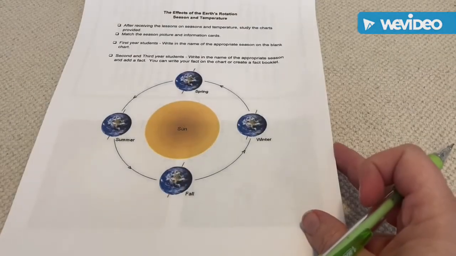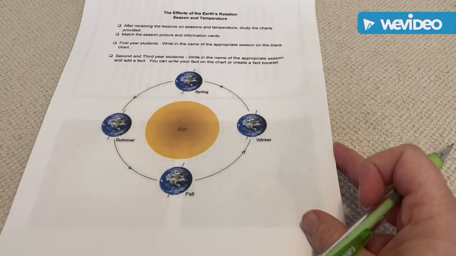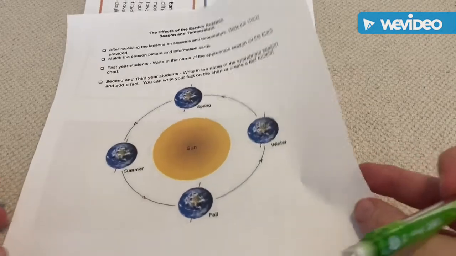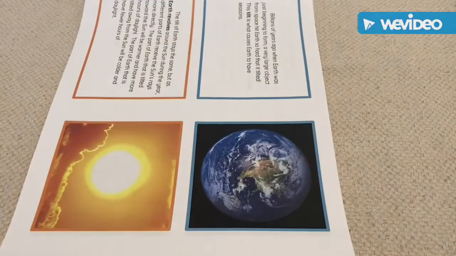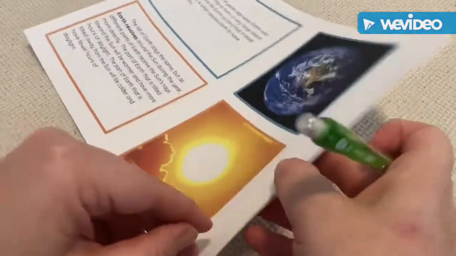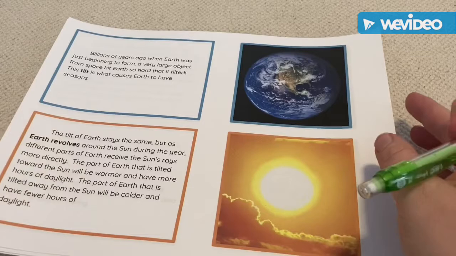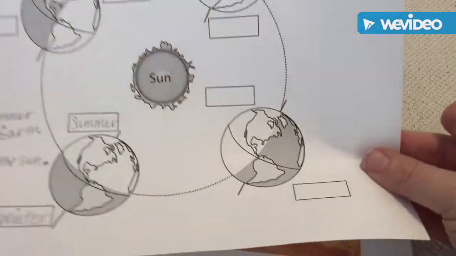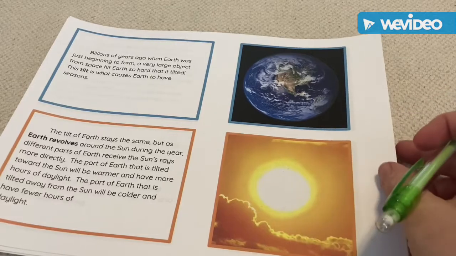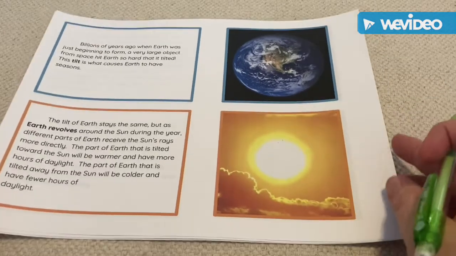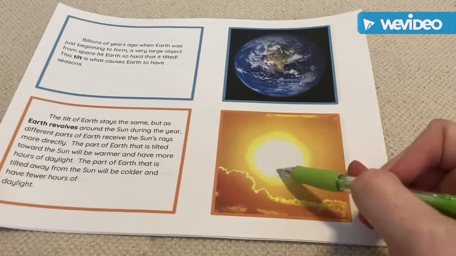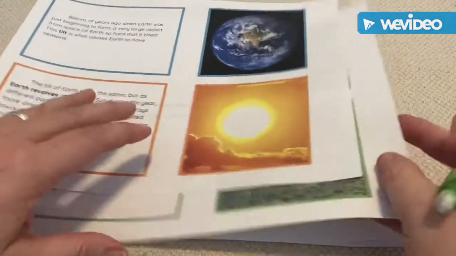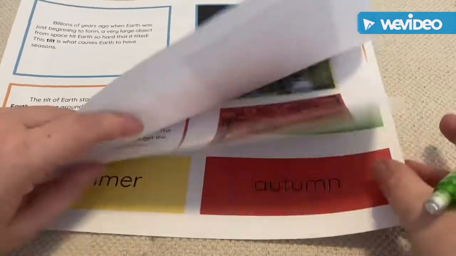The next step in your work is to match the season, picture, and information cards. And this is also going to be a really good place to find facts to add to your blank chart. So not just the video lesson, but take a look at these cards too. Now, the instruction is to match the cards. You're going to have picture cards, information cards, and some labels.